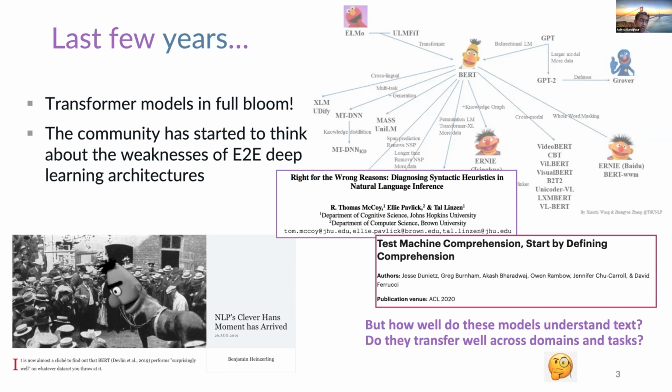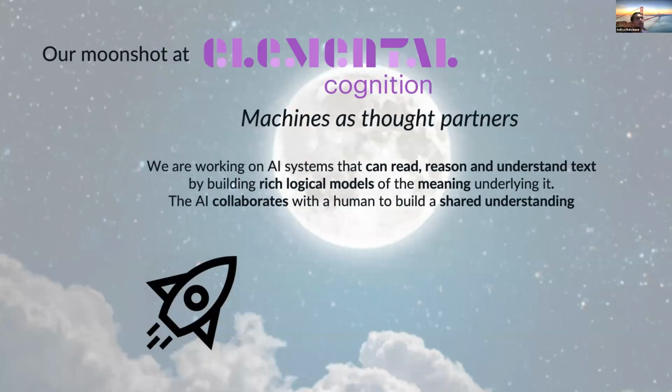And so for language comprehension, we defined a more challenging set of metrics that demonstrate deeper understanding of stories. And we found that all these state-of-the-art transformer-based models did very poorly at them. So our goal at EC is to go beyond these shallow text understanding systems and build a system that can read, reason, and understand text by building explicit, and this is the key point, explicit logical conceptual models of the meaning behind text.